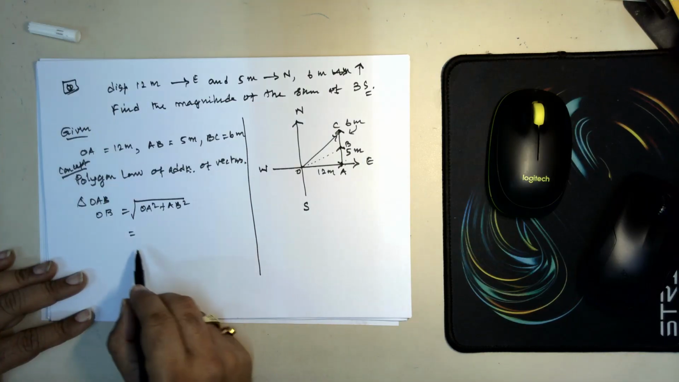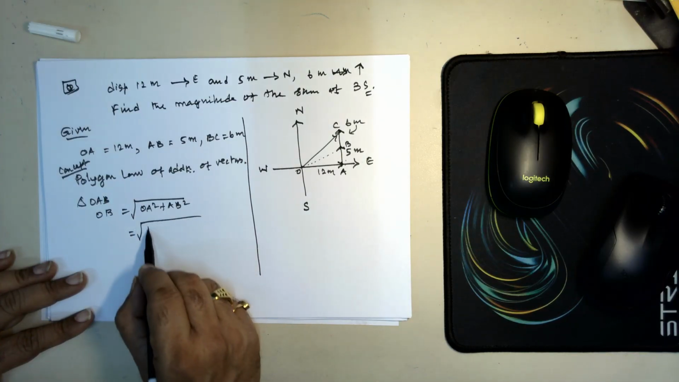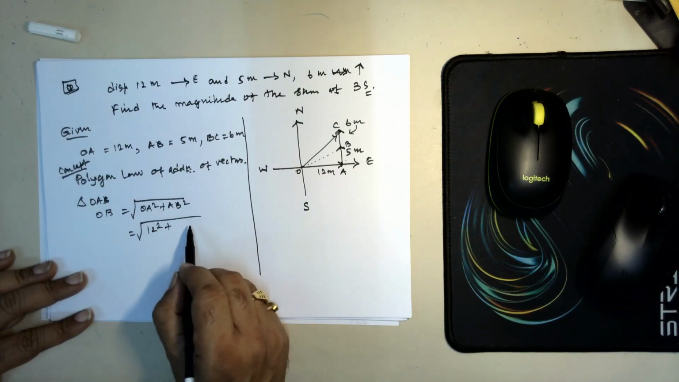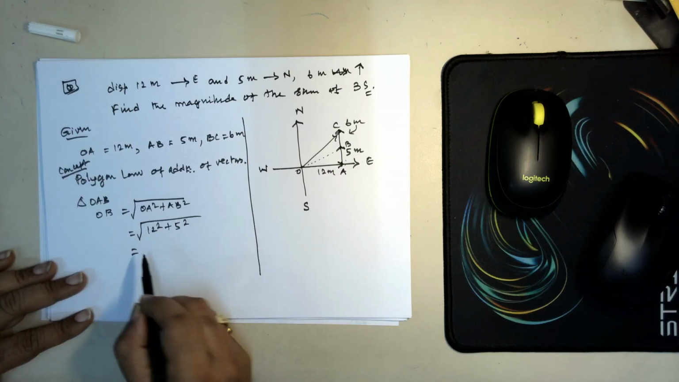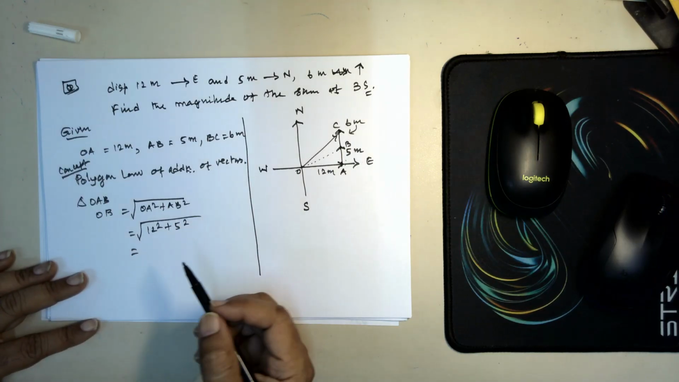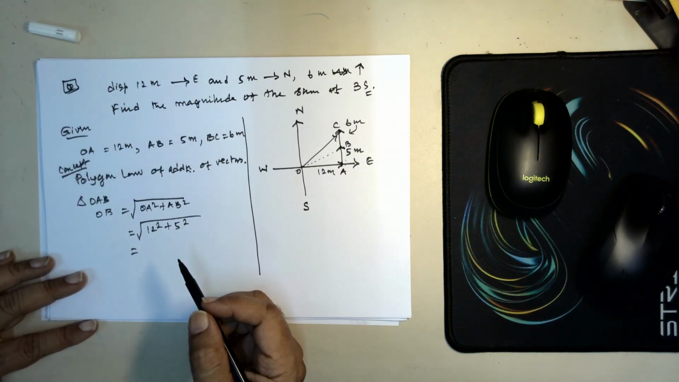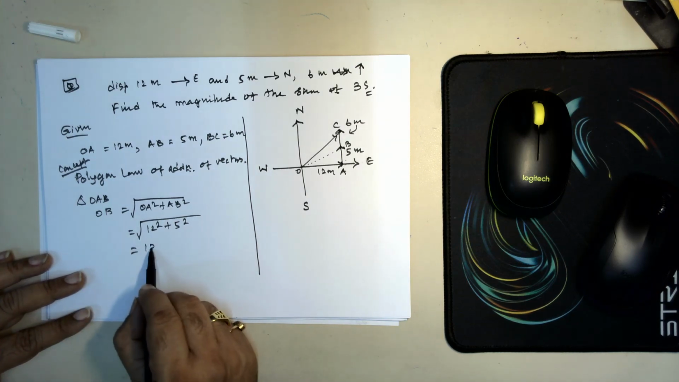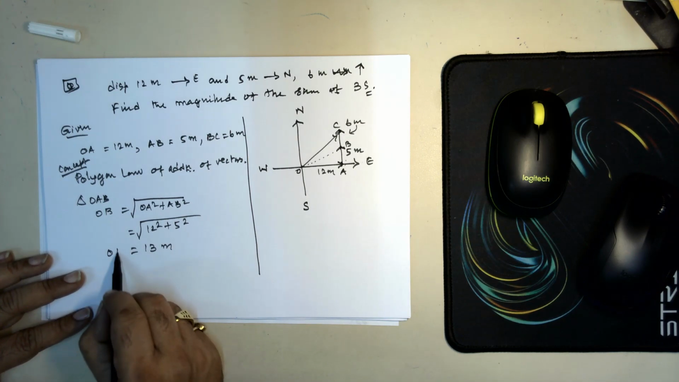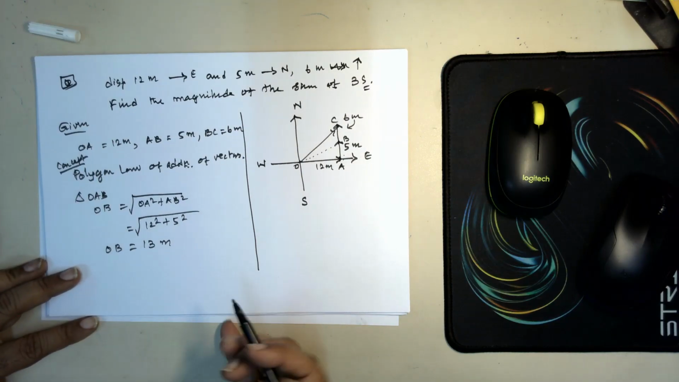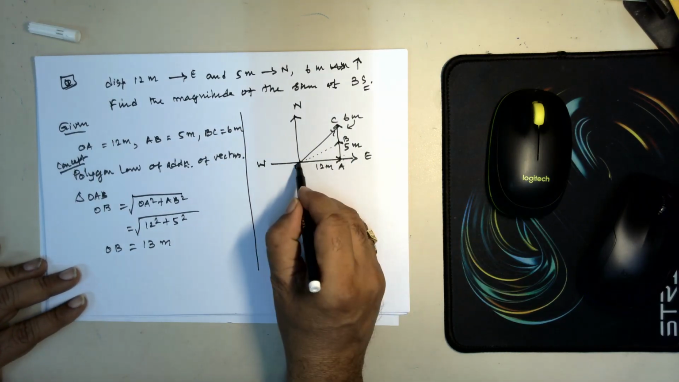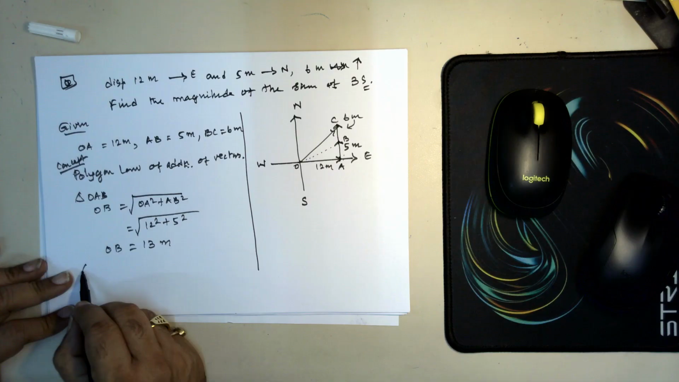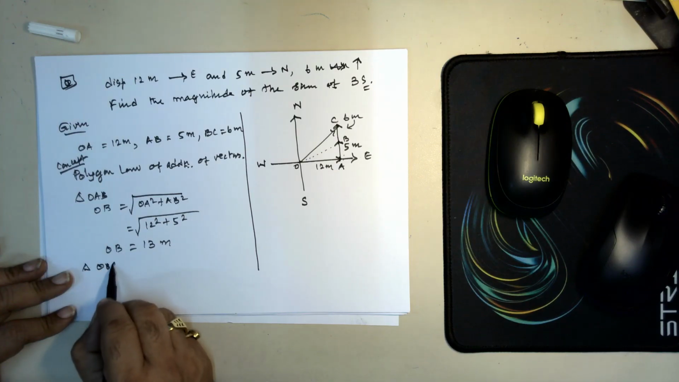So can you find out what that is? What is OA? 12 squared. What is AB? 5 squared. What is the answer? 13 meter. So OB is 13 meter. Then we have to consider OBC, so triangle OBC.